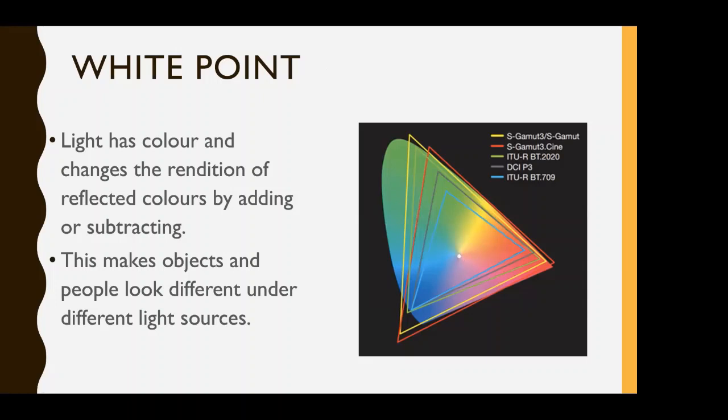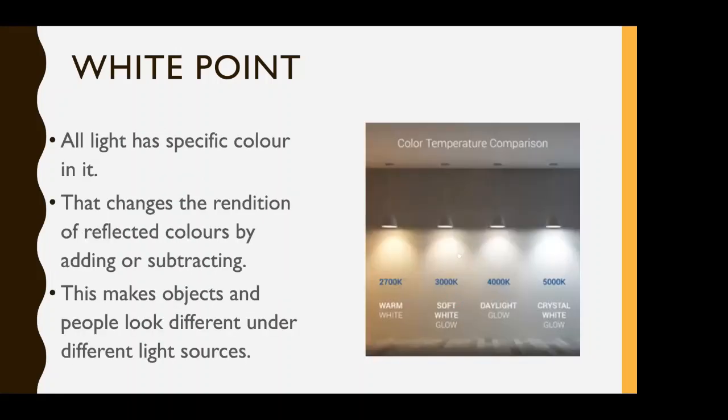Here's what's weird about this. So we go back here. If you're in a room with one of these lights and you look at a white wall, it looks white to you. Your brain knows what white is supposed to be, right? So it looks white to you.